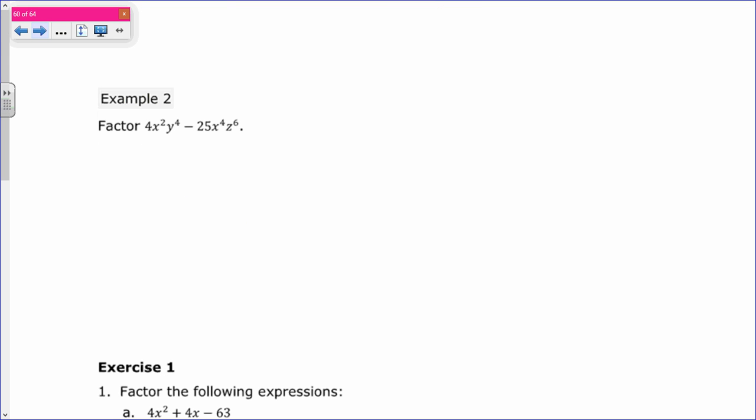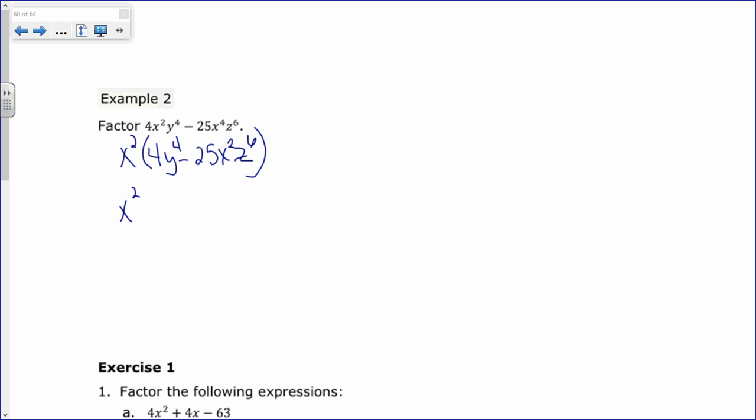So example 2. For example 2, what we're looking for is a GCF first, because that's really kind of crazy. So the greatest common factor, they both have an x squared in common. So we'll put the x squared out in front. Then I'm left with 4y to the fourth minus 25x squared z to the sixth. And that is really the difference of two perfect squares, albeit a crazy one, but all the powers are even, so that makes them perfect squares. 4 and 25 are perfect squares, and the minus sign.